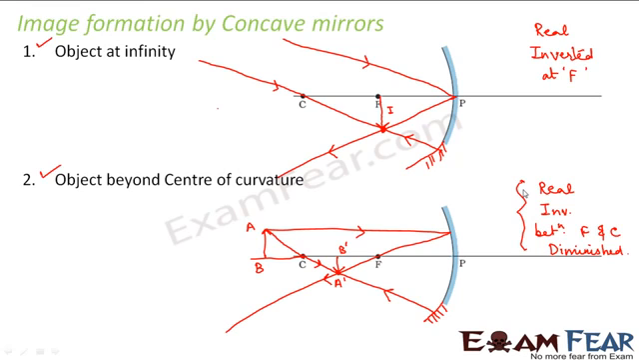So I guess now you are getting an idea of how we plot a ray diagram. These diagrams are known as ray diagrams because we are playing with the rays of light. So it is called ray diagrams.